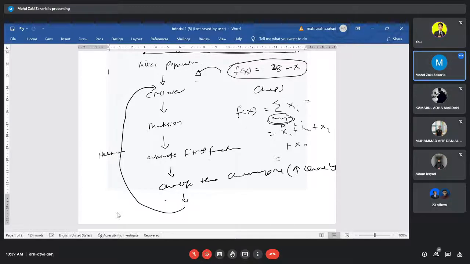Clear? Yes, sir. That's why for your individual assignment, you need to show the mathematical expression for that problem, and then you need to explain the variable that you have in the mathematical formula. So explain every single variable.